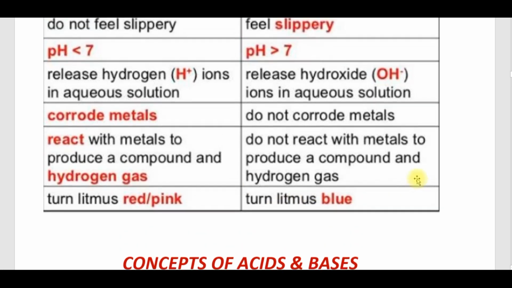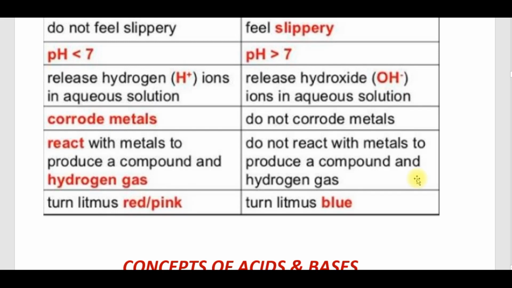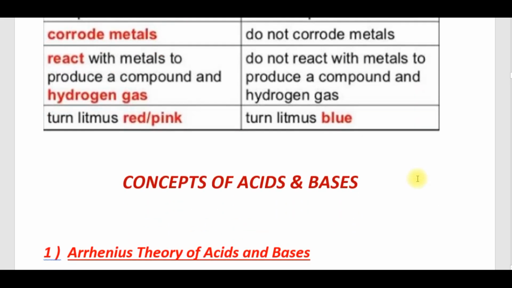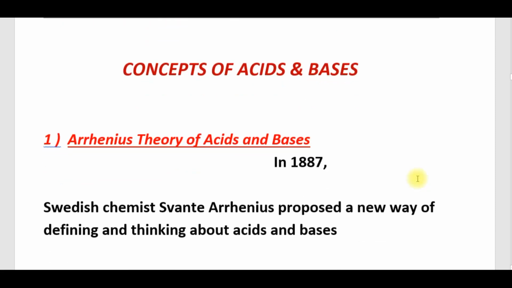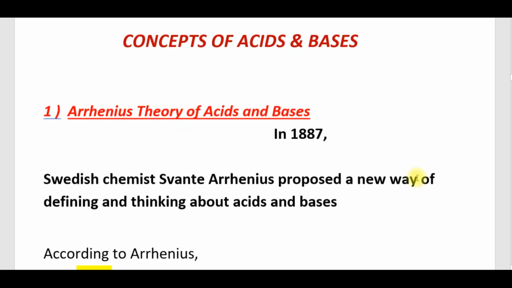So these are the basic concepts of acids and bases. From here onwards we are entering into the major portions related to acids and bases. There are many concepts related to acids and bases, and the first one is the Arrhenius theory of acids and bases. There are many other concepts also, and I will go through them one by one.